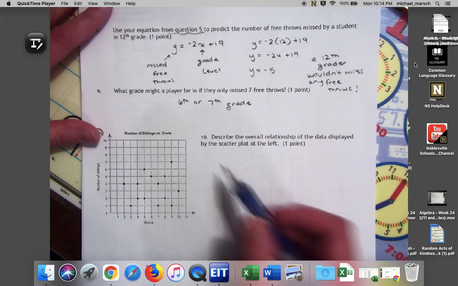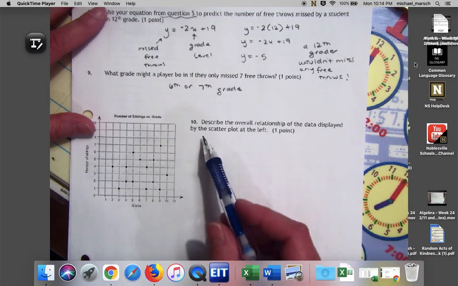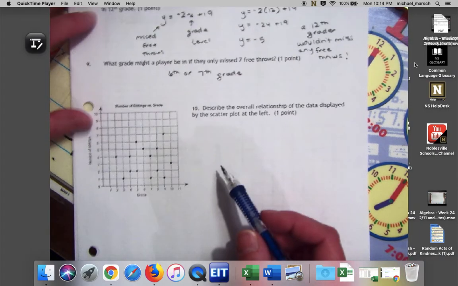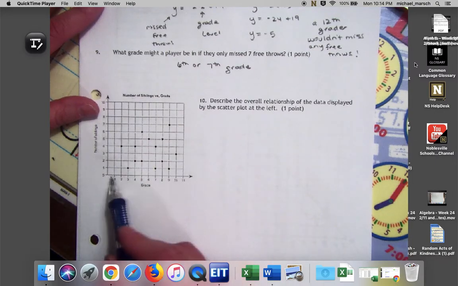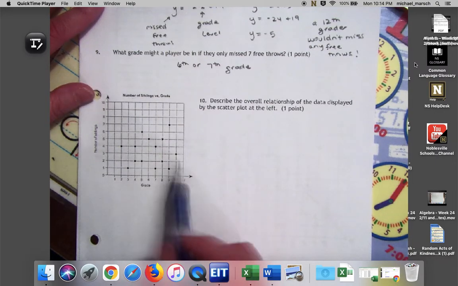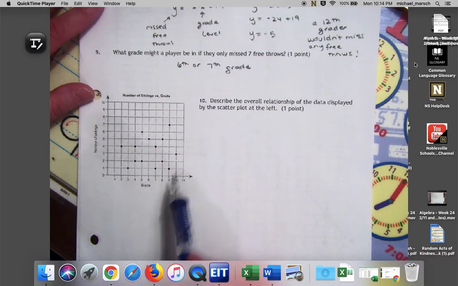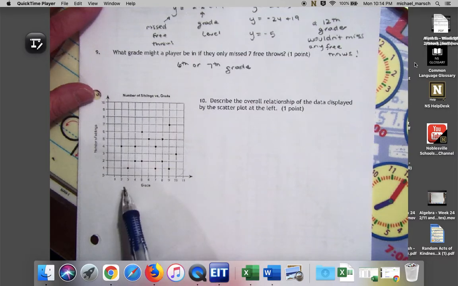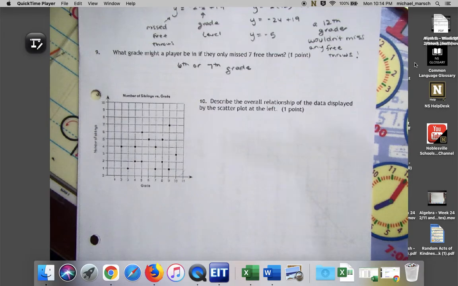Okay, last question. Describe the overall relationship of the data displayed by the scatter plot. Okay, so let's evaluate this. We have number of siblings versus grade. So this is your grade level, and this is how many siblings you have. So is there any connection? Do we see a trend where we could honestly make a prediction? Because that's really what you need to ask yourself. Like, can I make a prediction off of this?